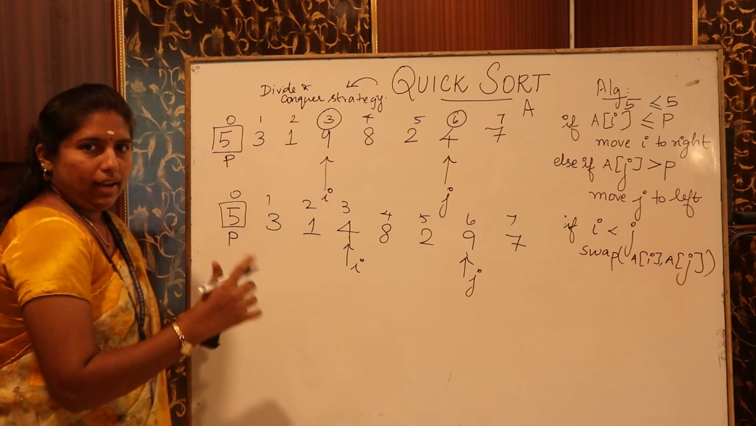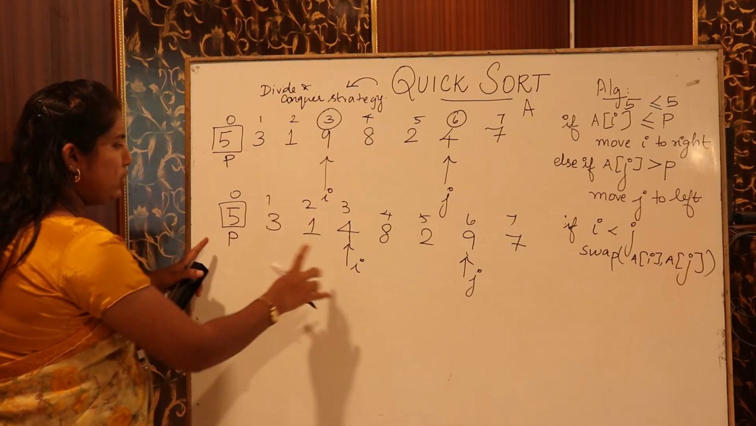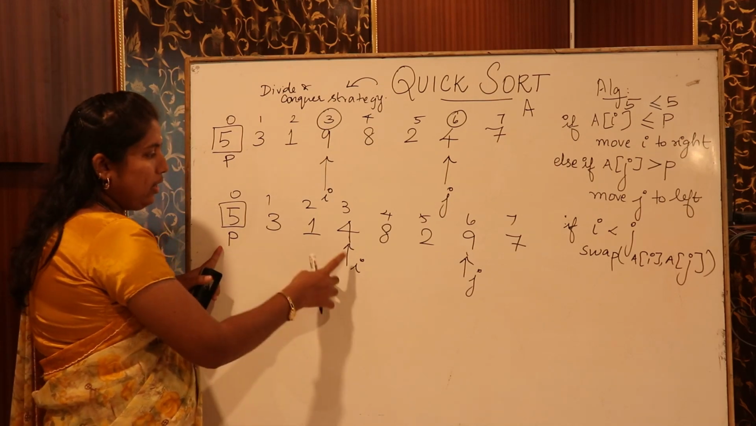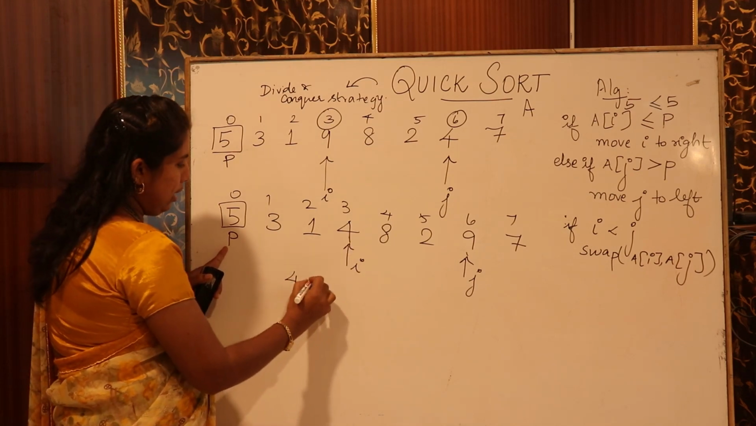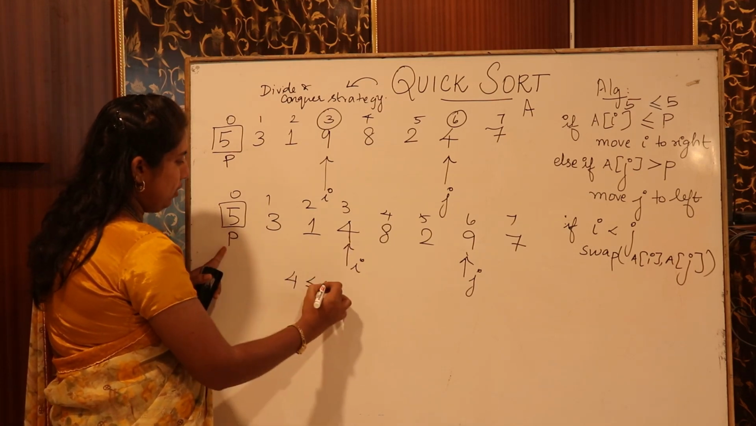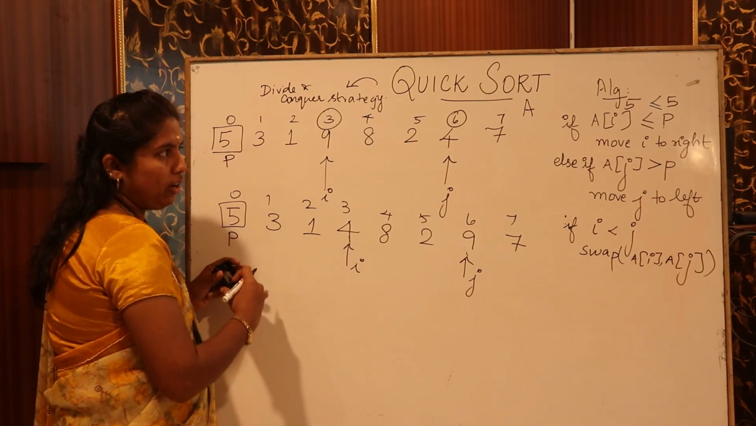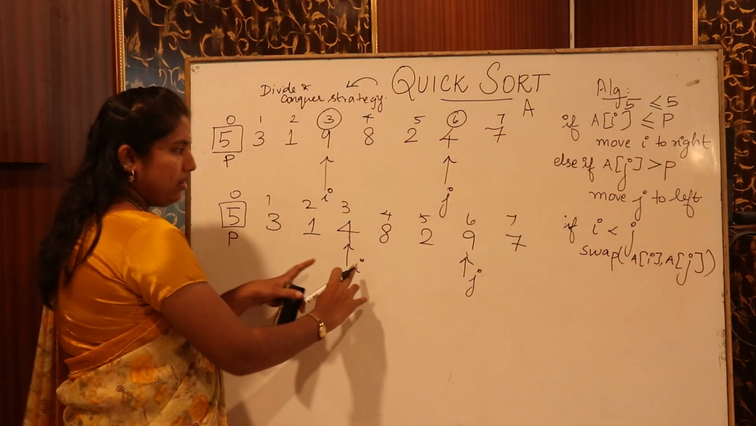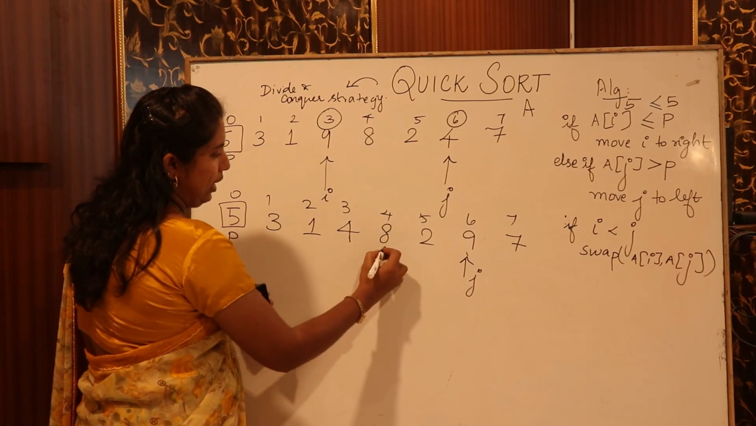Next, we have to start the process from the first again. So I will be checking this a of I with this pivot element. Here a of I is nothing but the 4. 4 is less than or equal to pivot. Yes, the condition is correct. If the condition is correct, what we have to do? We have to move this I to right. So I is at this third index. I will be moving this I to right.